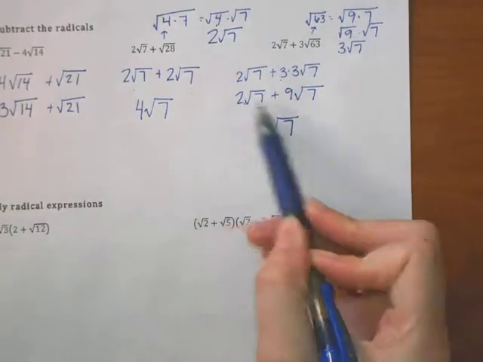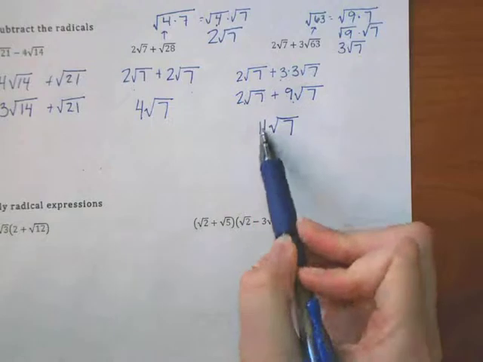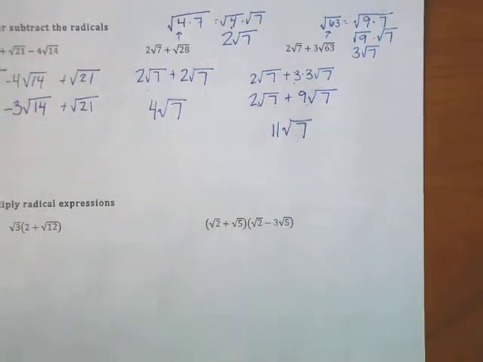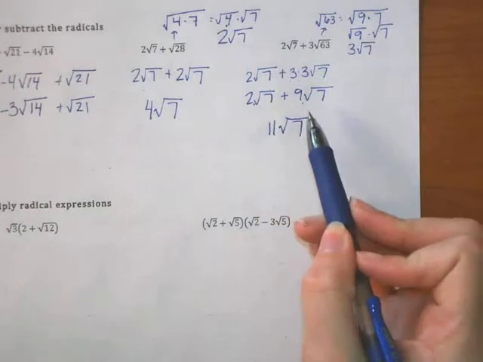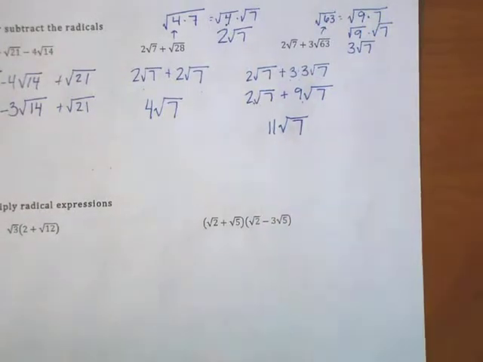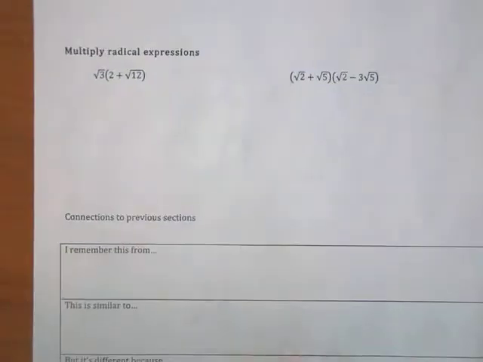So I have 2 roots of 7 plus 9. So 2 and 9 gives me 11. Okay? Or think of this as 2x plus 9x. That's 11x, right? Yeah. All right. Now a little bit of multiplying. We're okay.